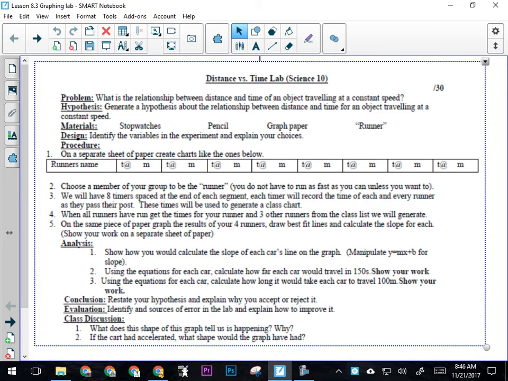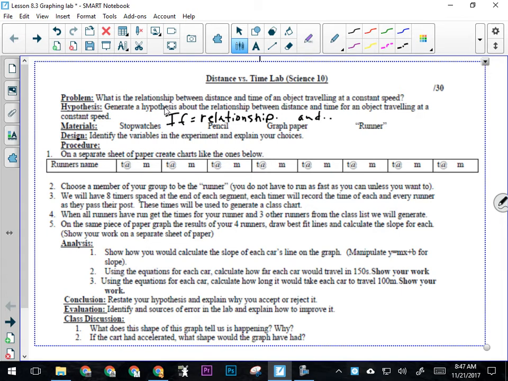All right, our hypothesis. We want to generate a hypothesis about the relationship between distance and time for an object traveling at a constant speed. Now, we just said what the relationship was. What part of the hypothesis should that be? Probably the if, okay? So in the if part, we should talk about the relationship they have, and we know what that is. The and part's going to describe the experiment.